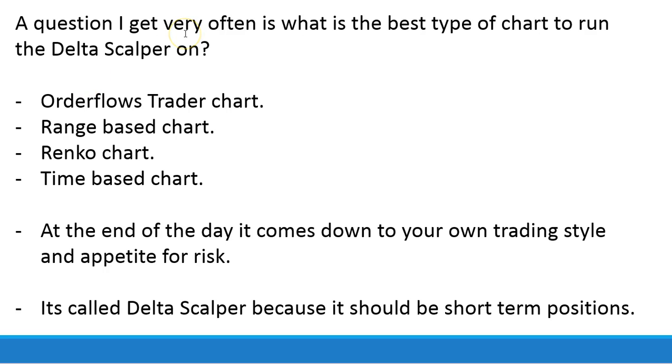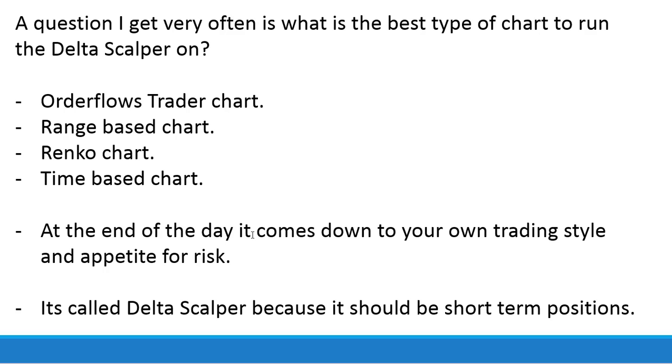So a question I get often is, what's the best type of chart to run Delta Scalper on? Obviously, for me, Orderflows trader chart is number 1. Range-based charts are fine. Renko charts are fine. Time-based charts are fine. It can be used with how you're trading. At the end of the day, it comes down to your own trading style and your appetite for risk. It depends on what type of trader you are and what sort of chart you look at.